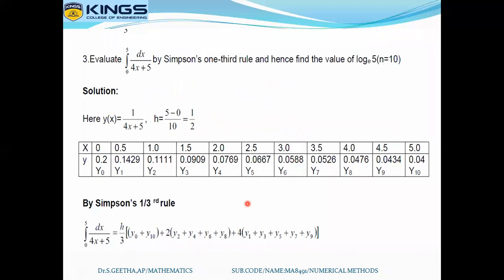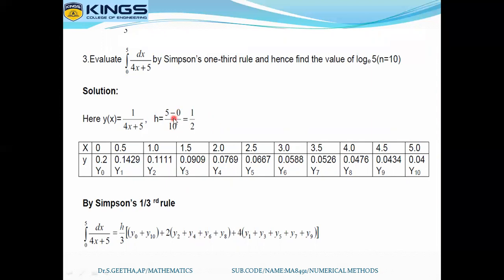Next problem: evaluate the integral from 0 to 5 of dx by 4x plus 5 by Simpson's one-third rule, and hence find the value of log 5. N is equal to 10. In this problem, it is given that the number of subintervals is 10, and the integrand is 1 by 4x plus 5. So h is equal to the length of the interval by the number of subintervals.